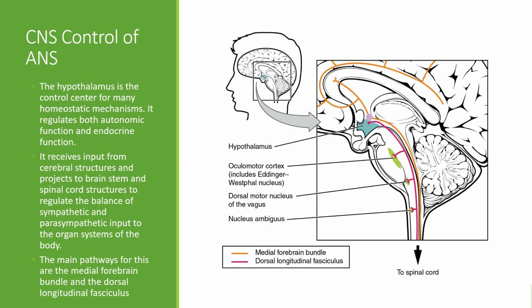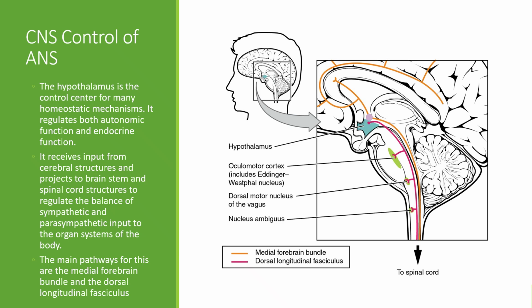So what's controlling all of this? The hypothalamus is the control center for many of the homeostatic mechanisms that I've been talking about. It regulates both the autonomic function and endocrine function that we're going to see again next semester. It receives input from the cerebral structures and projects those to the brainstem and to the spinal cord structures. It regulates the balance of the sympathetic and the parasympathetic input to the organ systems in the body.